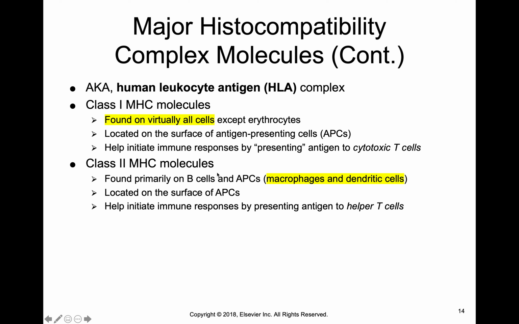Then there's class 2 MHC molecules. These are found primarily on B cells and antigen-presenting cells, specifically macrophages and dendritic cells. And then they help initiate an immune response by presenting these antigens to the helper T cells, CD4 cells.